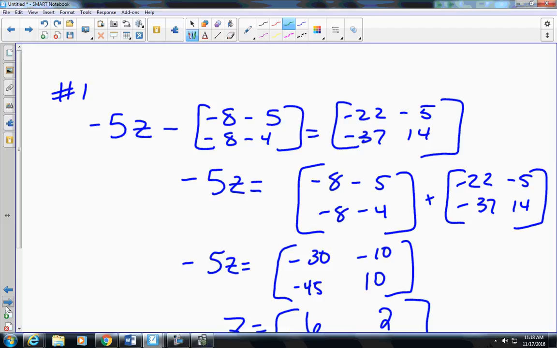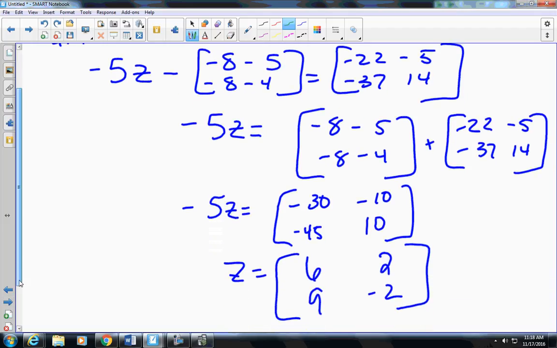Do you agree? So I've got a -8 and a -22 that gives me -30. The two -5s give me -10, -8 and 37 give me 45, and the -4 and the 14 give me 10. Okay, so I know what you want to do is put that matrix in and divide it by 5. But you can't do that with a matrix. However, if you really wanted to do it in your calculator, you could do scalar multiplication times -1/5. Or you could take the really easy way out and just divide each of those elements by -5. And that's your answer.